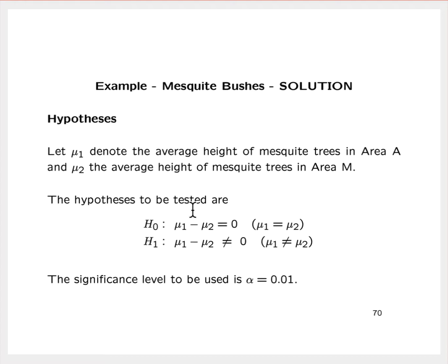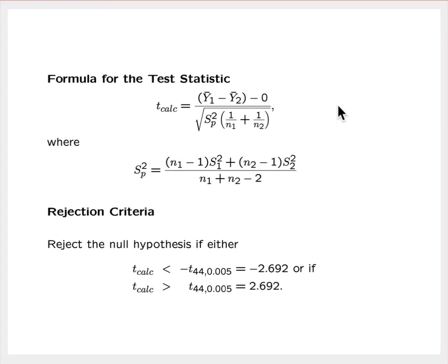The null hypothesis is that the difference between the population means, mu1 minus mu2, is equal to 0, against the alternative that the difference is not equal to 0. Now that's equivalent to testing the null hypothesis that the two population means are equal against the alternative that the population means are different. And again, we're to use a significance level of 0.01 in performing this test. Now the formula for the test statistic, t-calc, is the difference in the sample means, y bar 1 minus y bar 2, minus the hypothesized difference, 0, divided by the estimated standard error of the difference in the sample means.